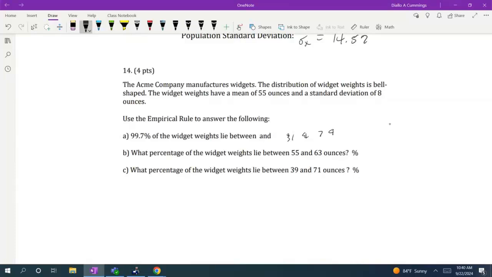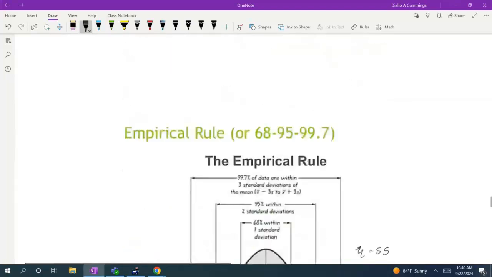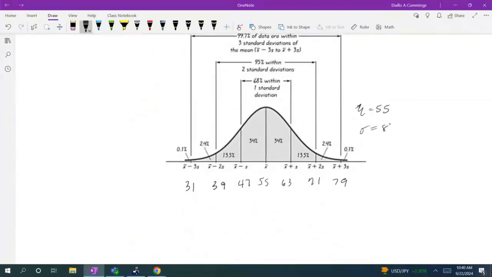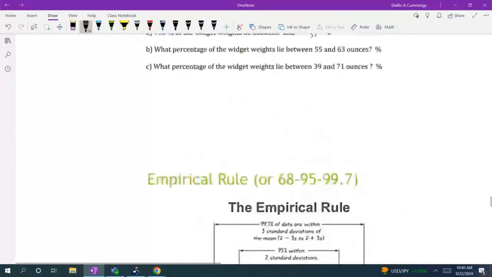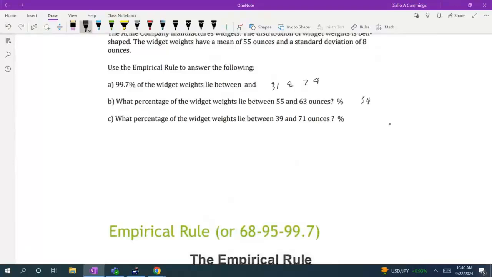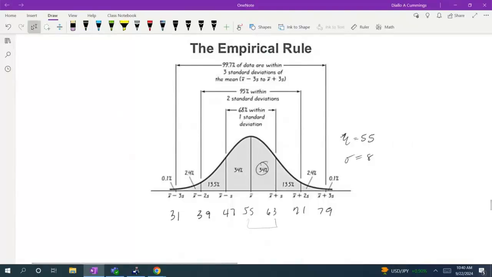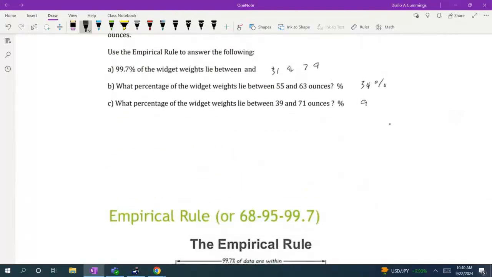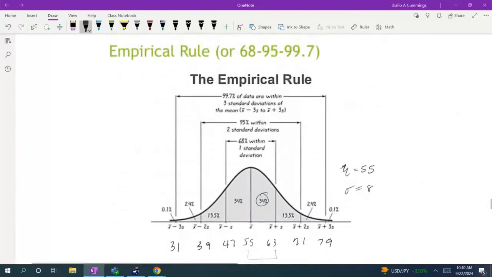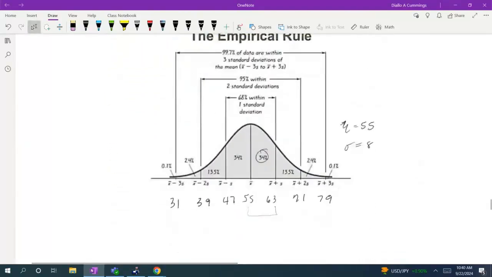What percentage of widget weights lie between 55 and 63? So if I locate 55 and 63, notice that there is 34%. And lastly, what percentage of widget weights lie between 39 and 71? So if we look at 39 and 71, we see that it's 95%. So I would definitely suggest the use of the empirical rule chart.